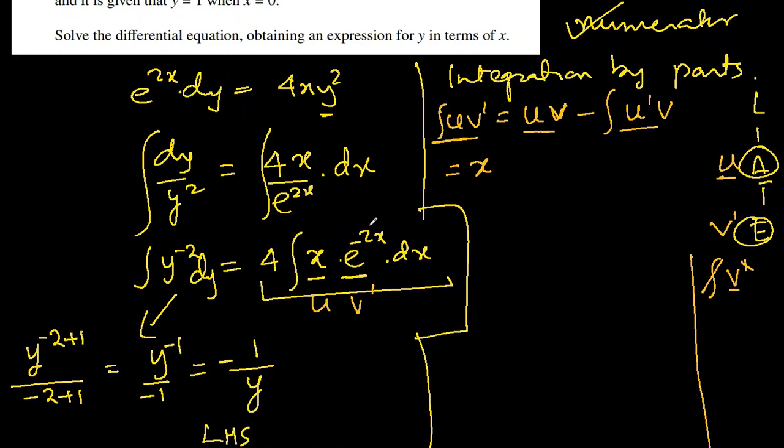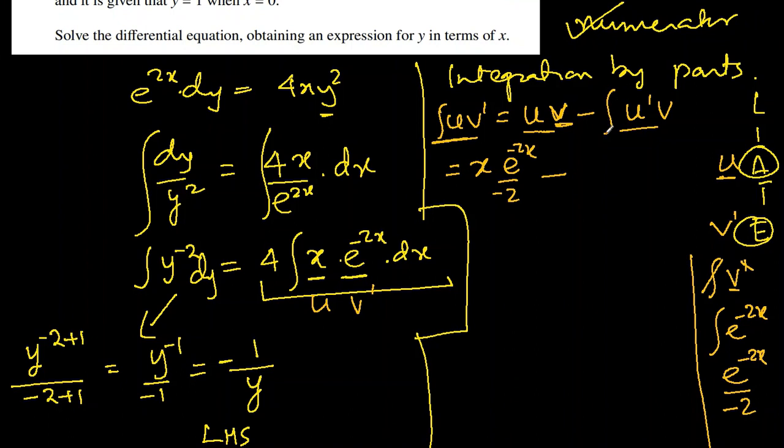That means we have to integrate e to the power minus 2x to get v, and which will be e to the power minus 2x itself divided by the differentiation of minus 2x, which is minus 2, and that's it. So we can write, in place of v, we can write e to the power minus 2x over minus 2.